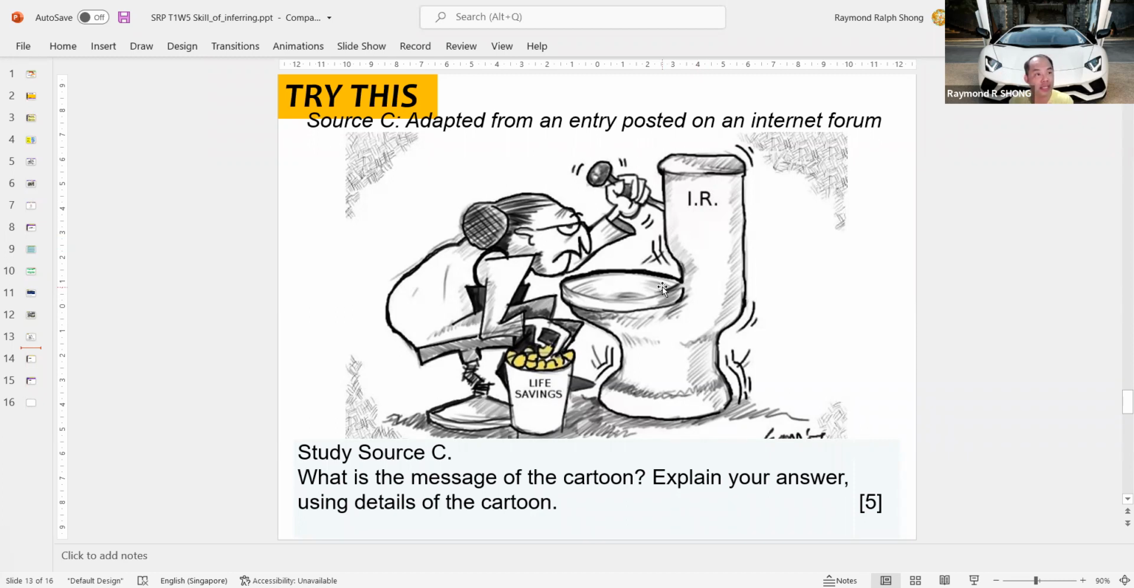Jialing, so now you know it's integrated resort, right? This is the toilet bowl, right? This is a life saving. What does it mean here? And then the central attraction. Jialing, just give me one inference will do. The older generation people are using their life savings for the IR.